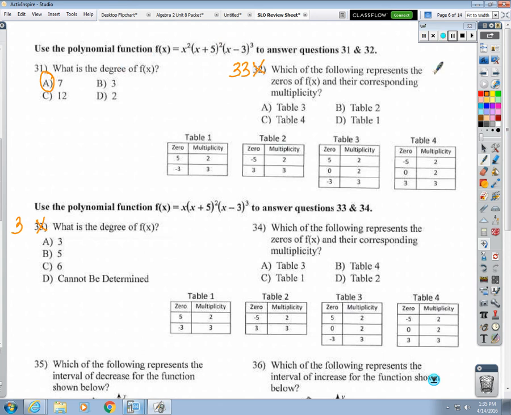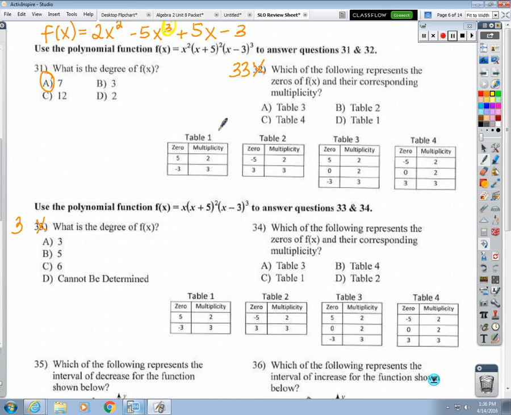Let me show you a scenario where you don't find the degree like that. If you have f of x equals 2x squared minus 5x cubed plus 5x minus 3, what's the degree of that one? 3. Okay, you look for the highest exponent when it's written in that kind of form. When it's written in factored form, which is this, you add them up. When it's not written in factored form, you just find the largest exponent.